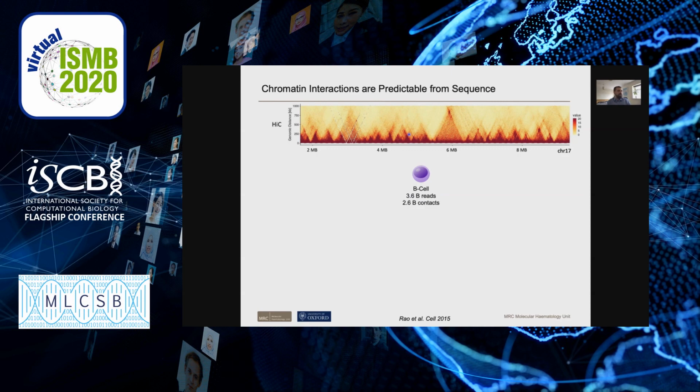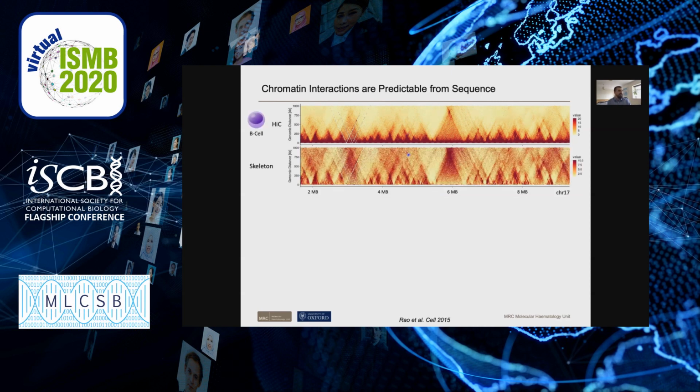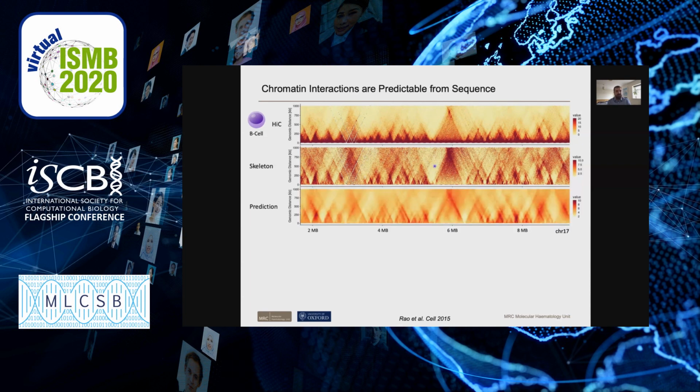This is how the same data looks like when we applied our skeleton transformation. So you see that the gradient signal is gone, and we also highlight these domains better than we do in the normal Hi-C data. And this is finally how our model, after being trained on several chromosomes, predicts on a holdout chromosome. So only taking a megabase of DNA sequence and moving from upstream to downstream along the genome, basically.